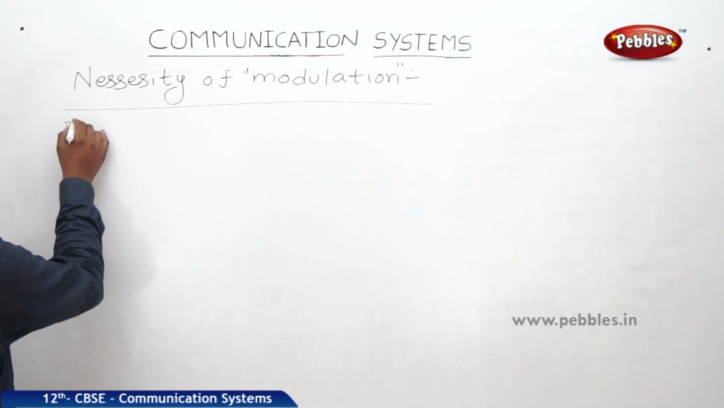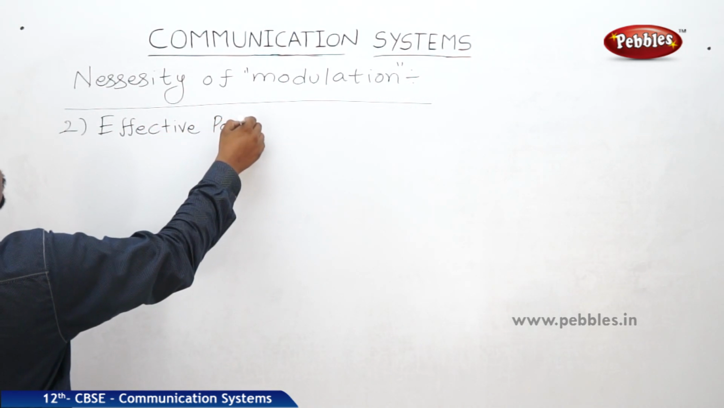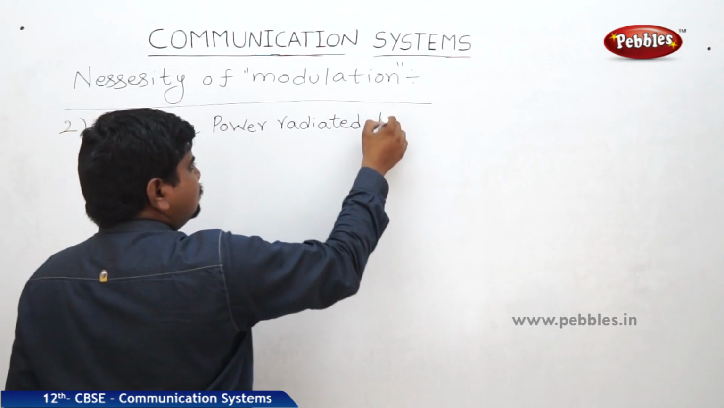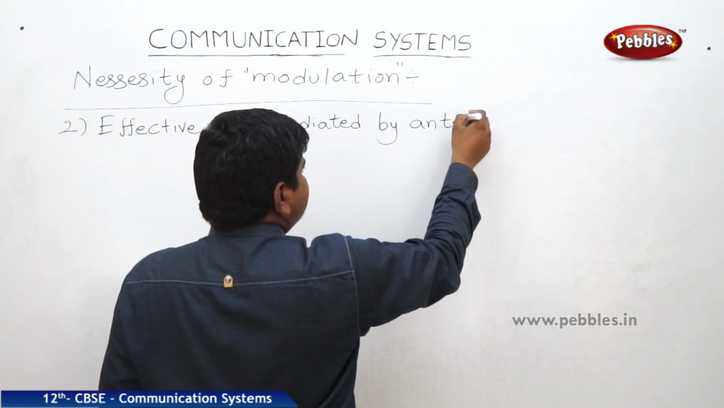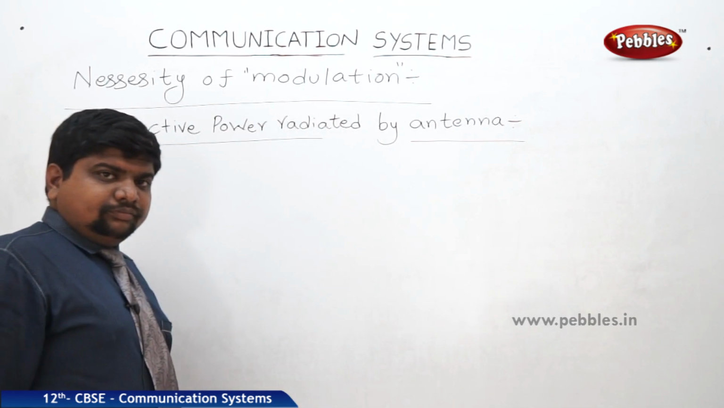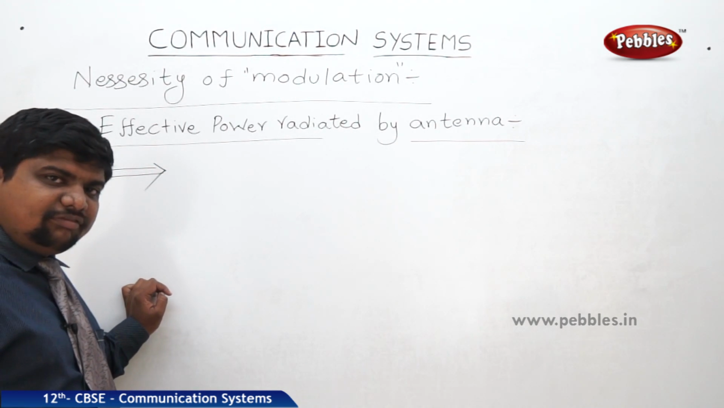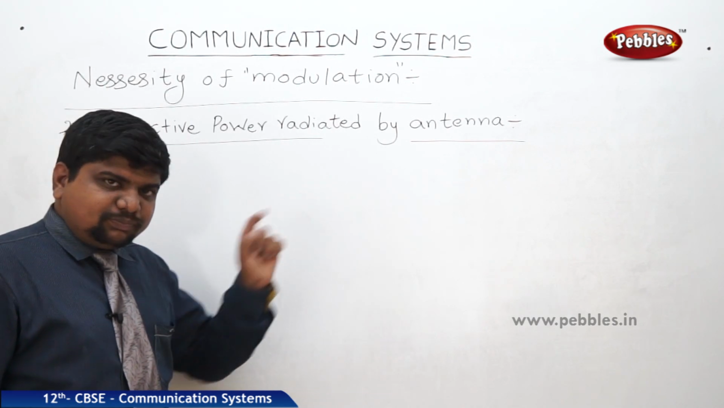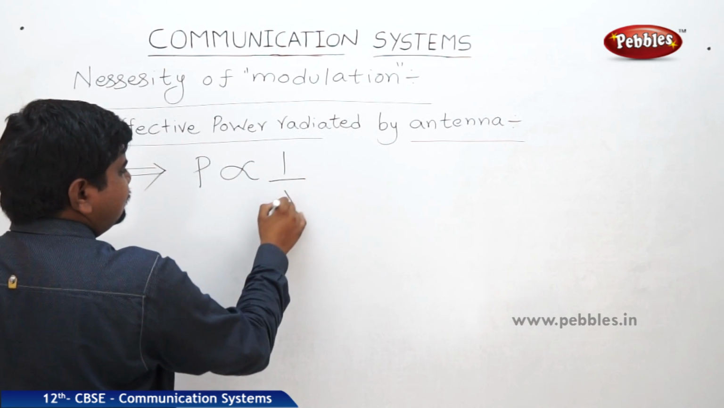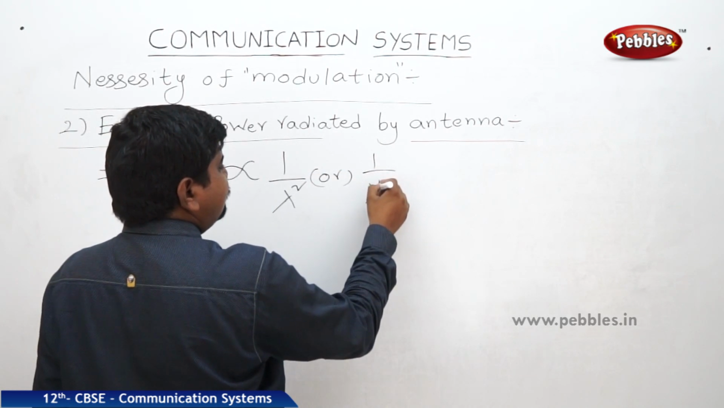Next one, effective power radiated by antenna. See, the power which is transmitted or received by the antenna is of the order of wavelength, but many experiments proved that the power emitted or received by the antenna is inversely proportional to lambda square, or 1 by lambda power 4.